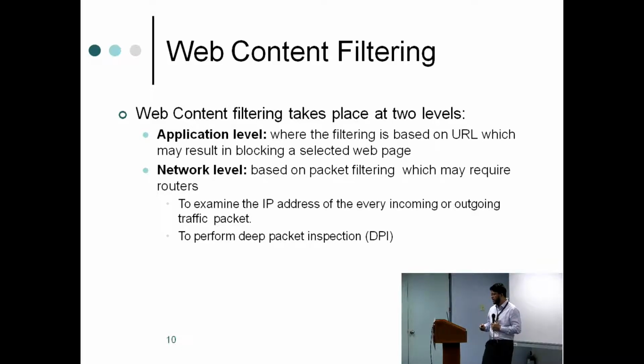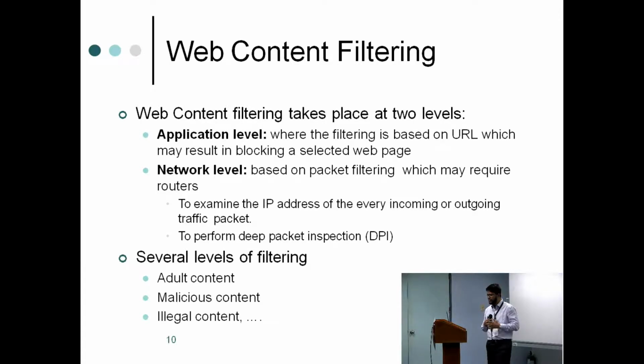On the network level, it will be on the packet level. This type of filtering will look at the packet headers first, like source address, destination address, protocols, and some of the systems will also look into the packet itself if it is unencrypted, which is called DPI.